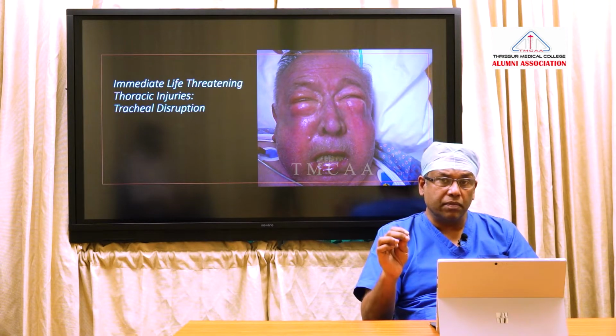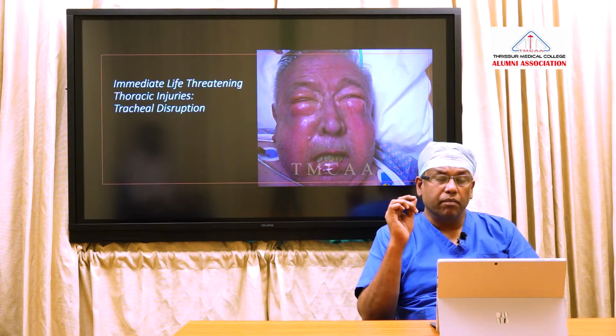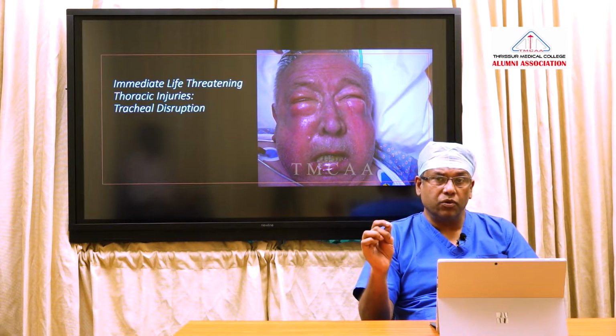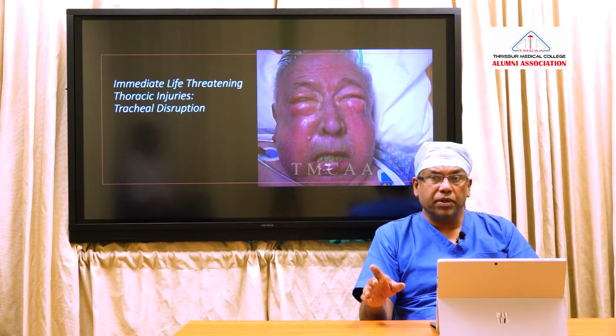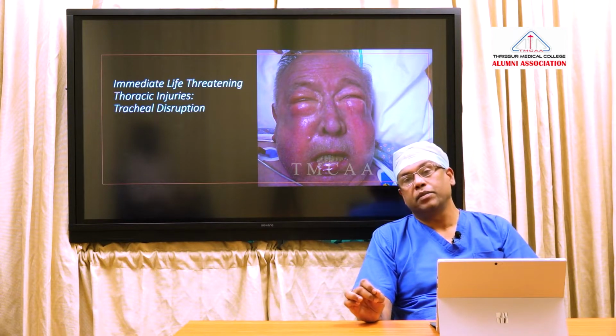So the principles of management are immediate admission, emergency CT, bilateral intercostal tubes for the tension pneumothorax on both sides, put an endotracheal tube, take the patient to theater, and do an emergency repair.